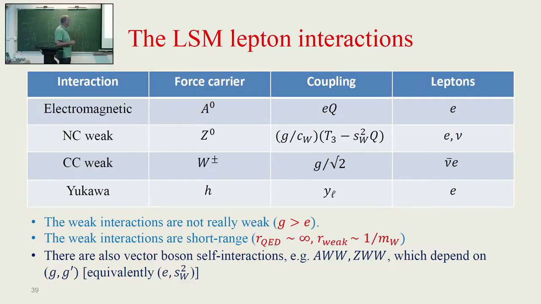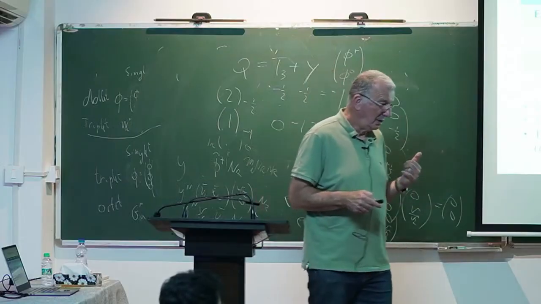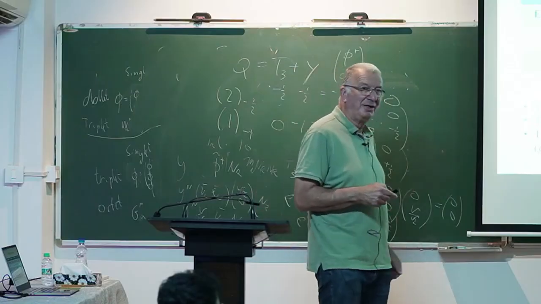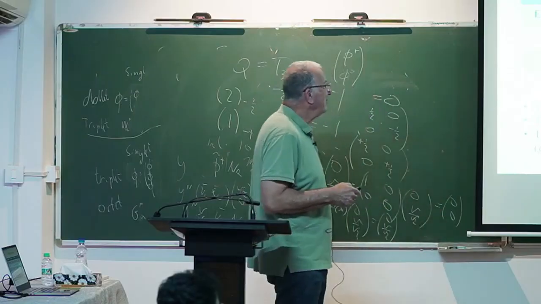Then there is the neutral current weak interaction carried by the Z boson. The coupling has various ways of writing it. This is the one that many use: g over cosine theta weak times T3 minus sine squared theta weak times the charge. And the Z couples to both the charged leptons and to the neutrinos. The couplings are chiral, different to left and right, parity and charge conjugation violating, CP conserving, diagonal, and universal.